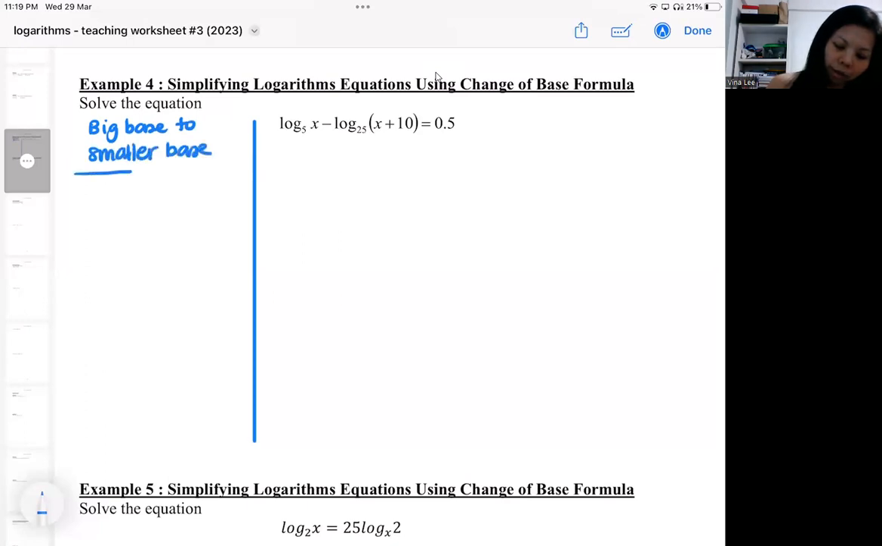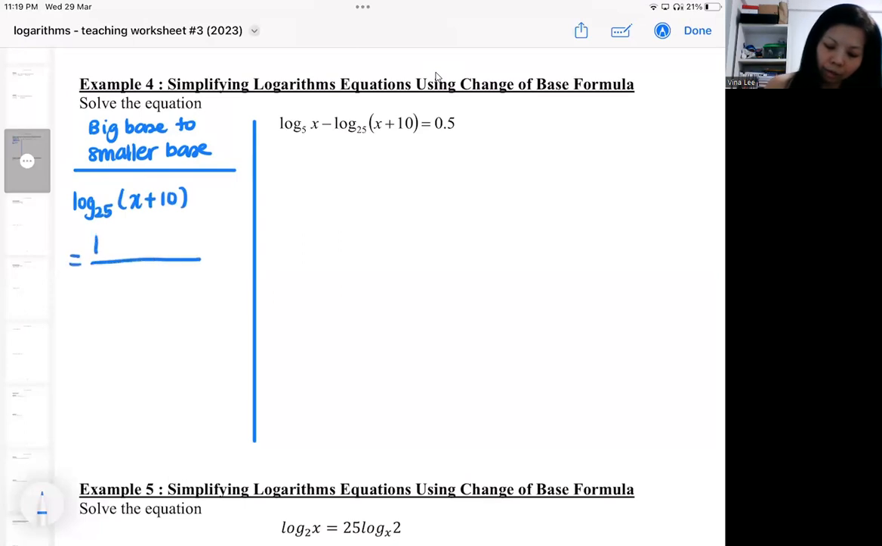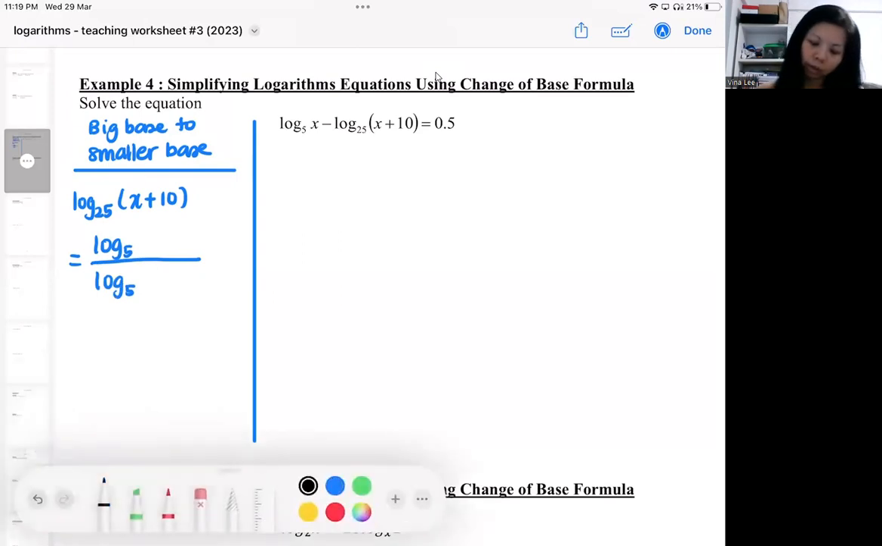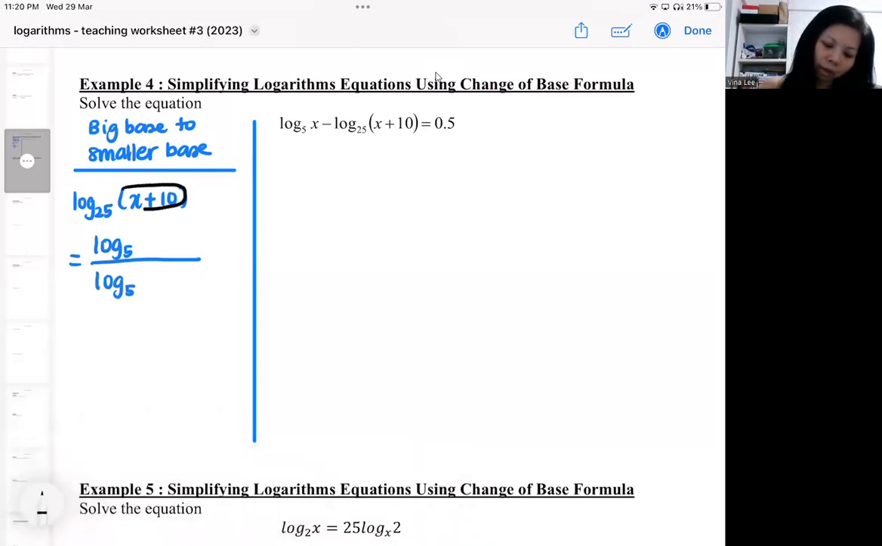Another guideline is, if you find it very complicated, you can do your change of base at the start first. That means you can try to do your heaven and earth at the start. If you would like to change a big base to a small base, that means you want it to be base 5. This part will be a heaven, and this part will be the earth.